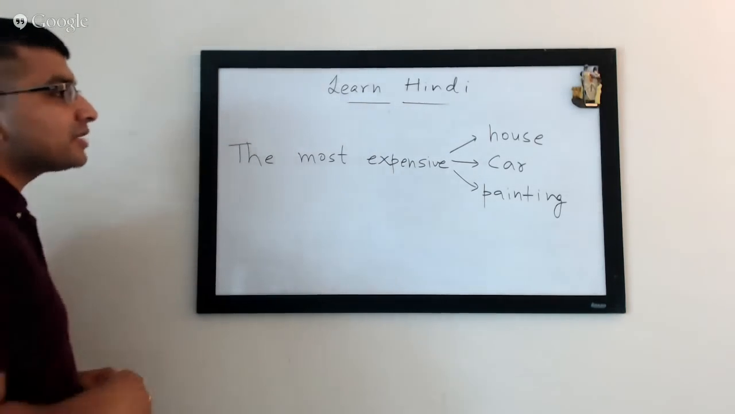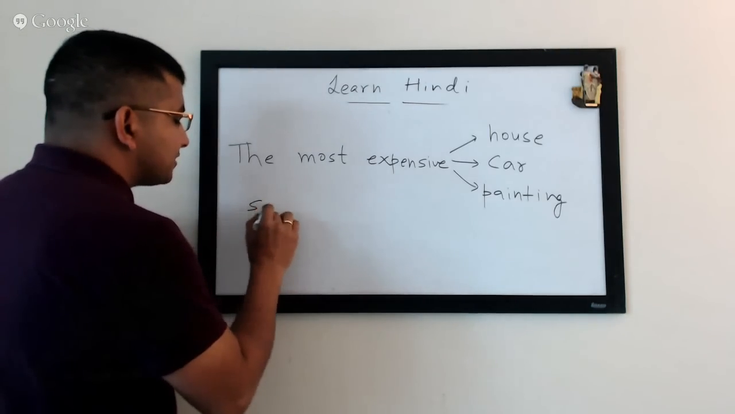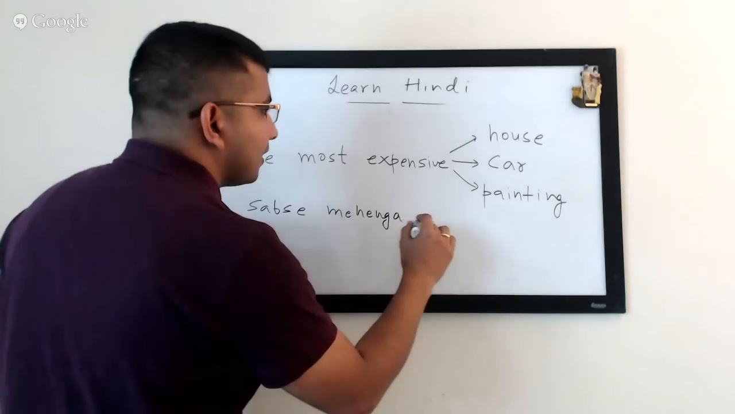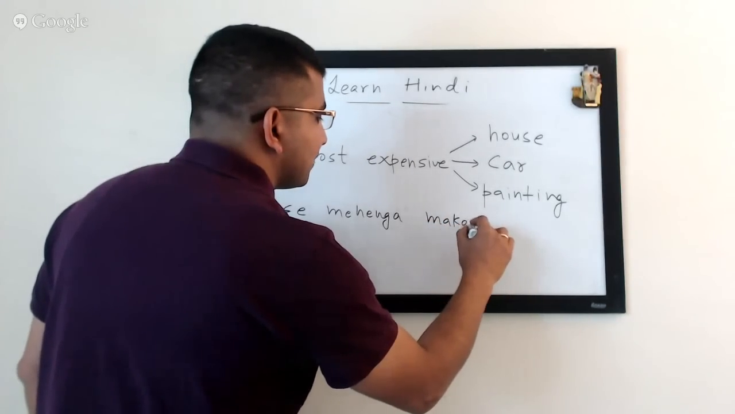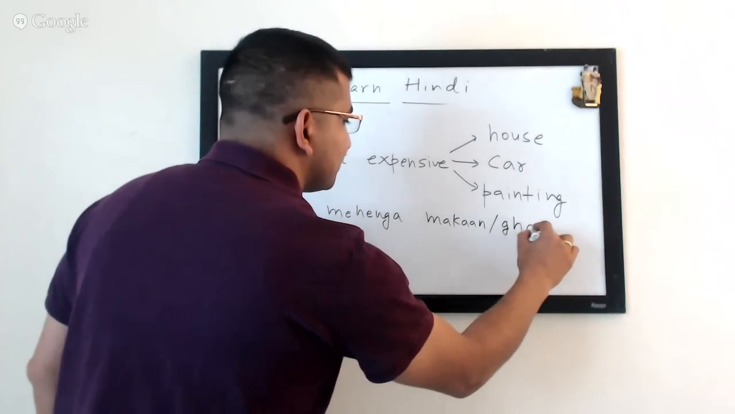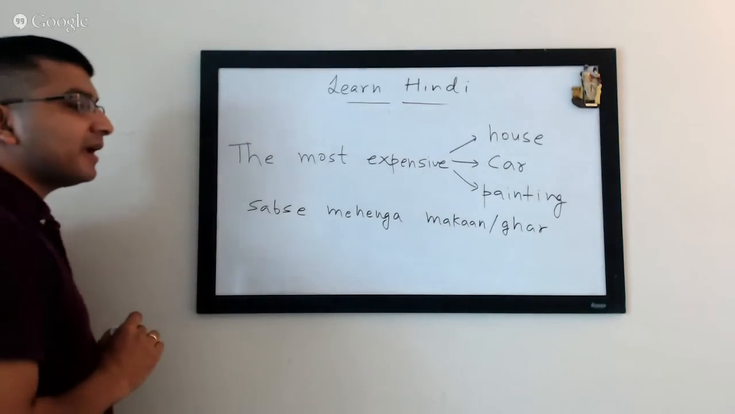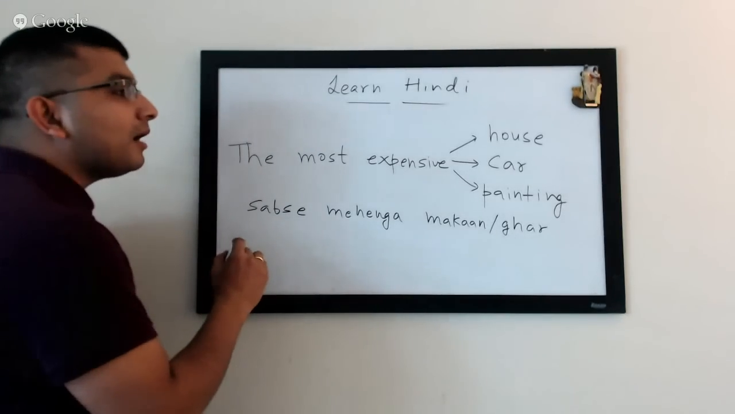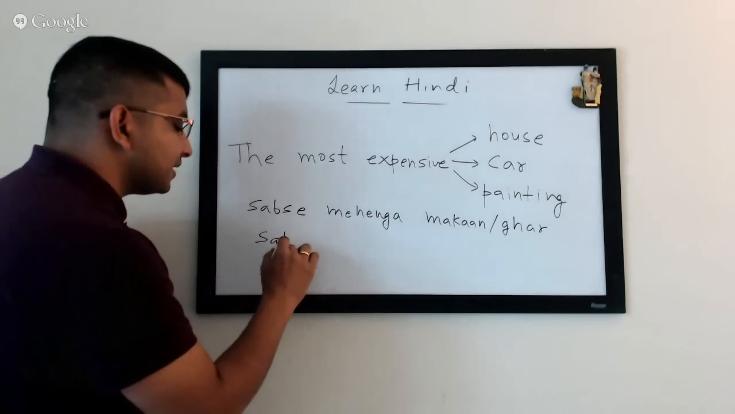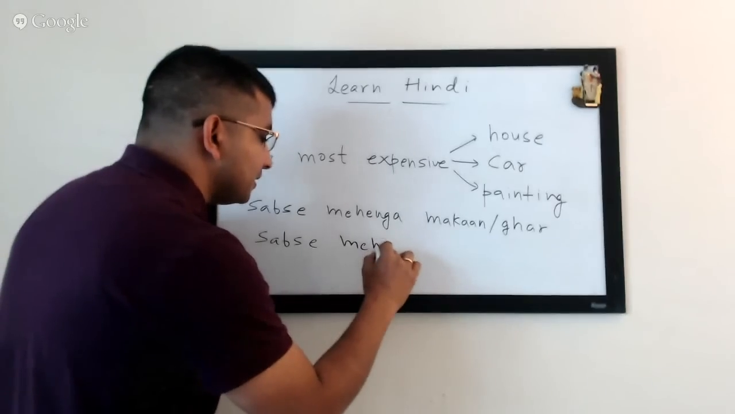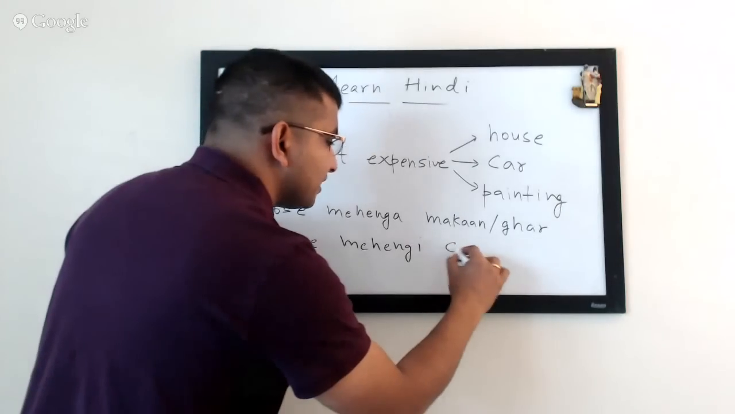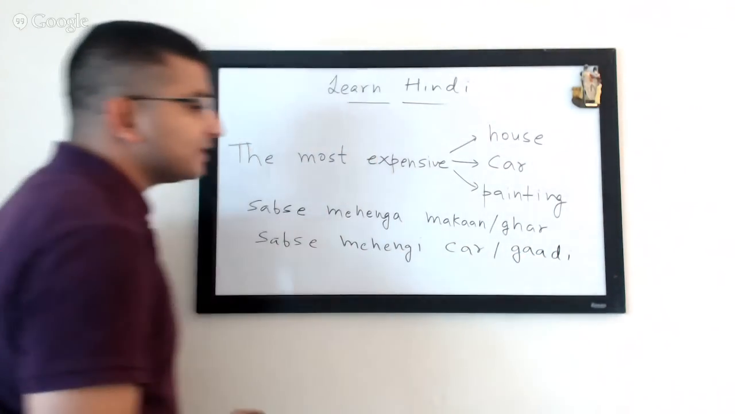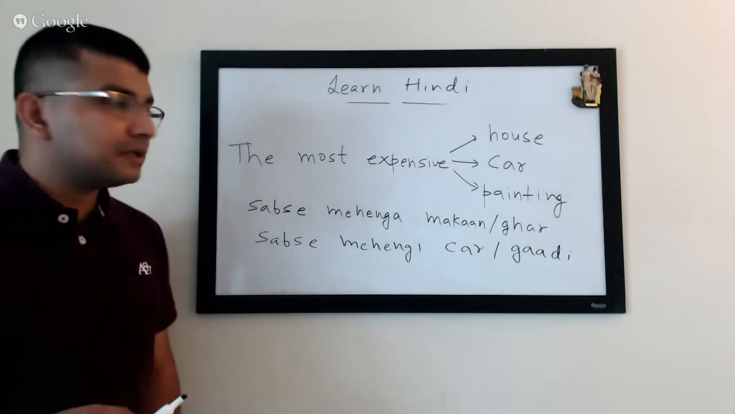House is masculine singular, right? So you'll say सबसे महंगा मकान और घर, सबसे सुंदर, सबसे महंगा घर, actually सबसे महंगा मकान और सबसे महंगा घर. कार is feminine singular, so you say सबसे महंगी. You can say car is fine, or you can say गाड़ी. Either way is fine. Gaadi is a generic word for any kind of vehicle.